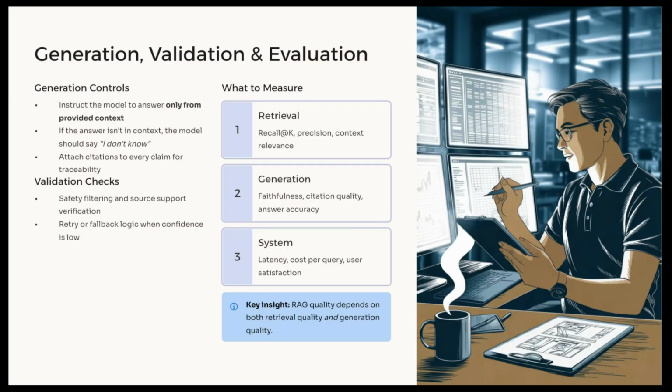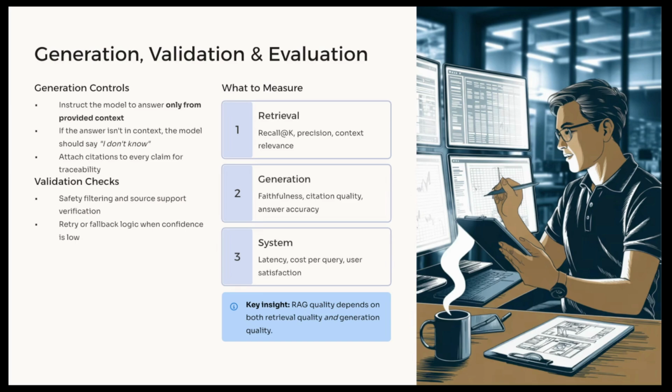After context construction, the LLM generates the answer. The prompt should tell the model to answer based only on the provided context. If the answer is not in the context, the model should say it does not know, but we should not blindly trust the output. The system should validate the answer, attach citations, check safety, verify source support, and retry or fallback if needed. Evaluation is also important.